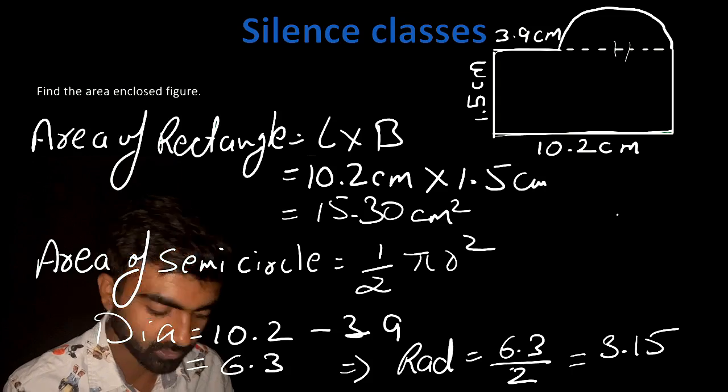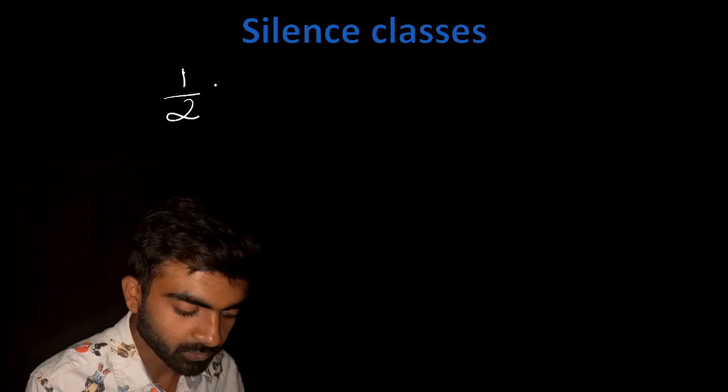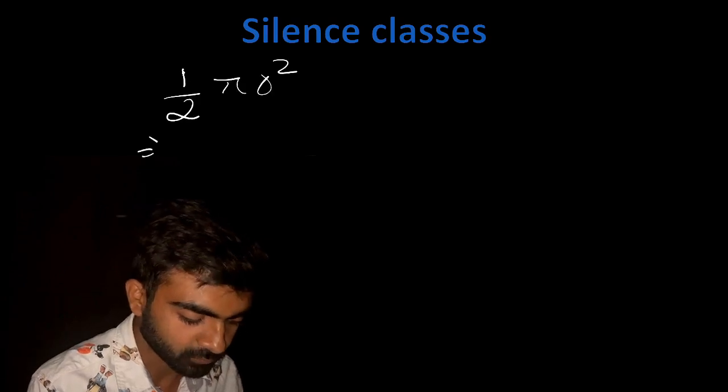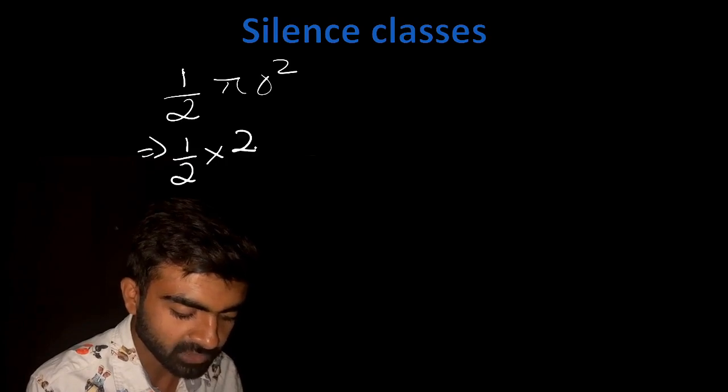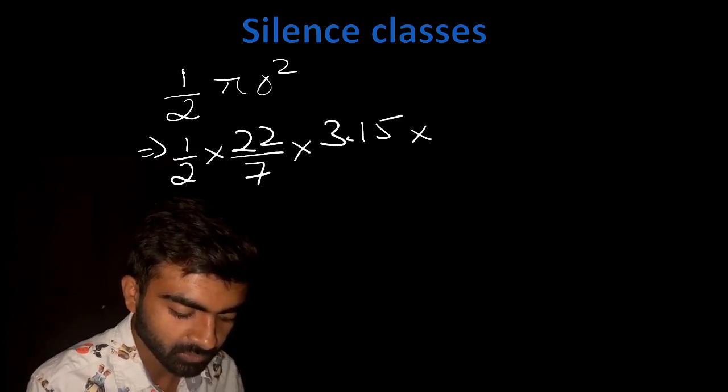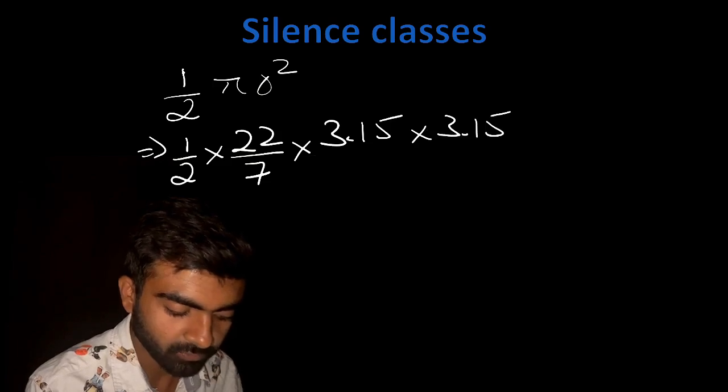So now we have to put it in this particular formula. So 1 upon 2 pi r square is equal to 1 upon 2 multiplied by 22 upon 7 multiplied by 3.15 multiplied by 3.15. Okay, like this we can put.